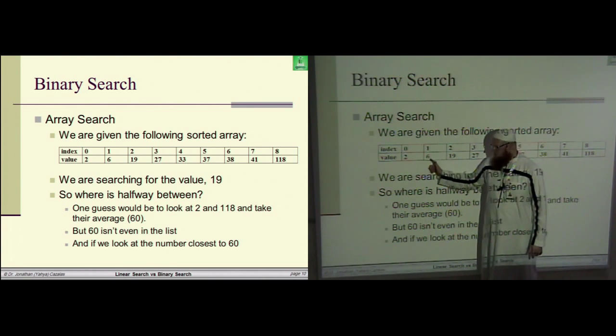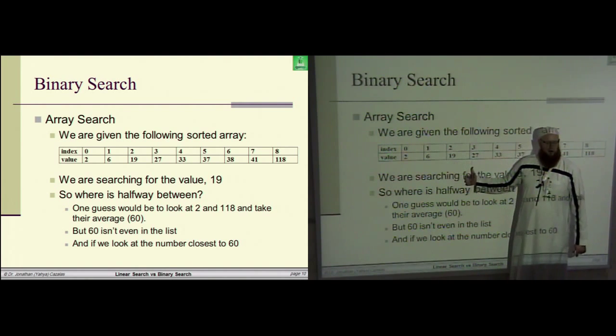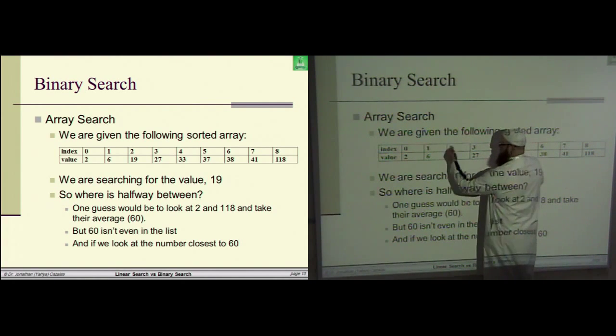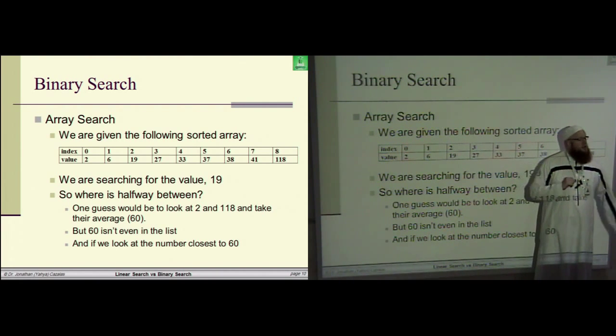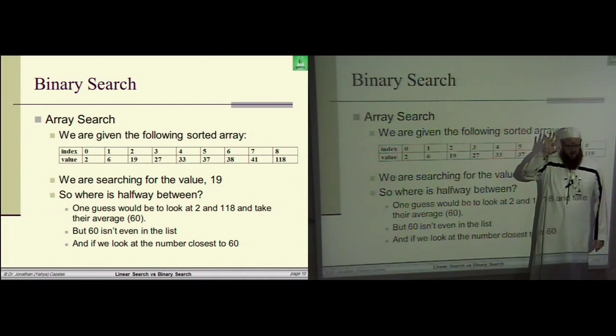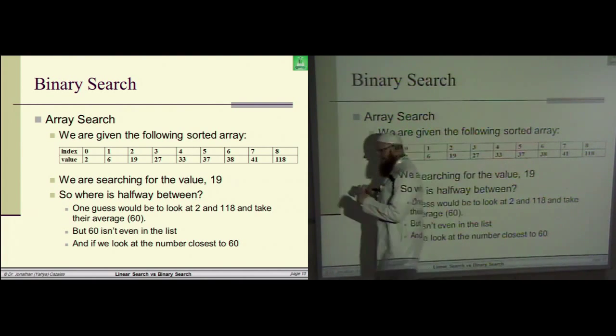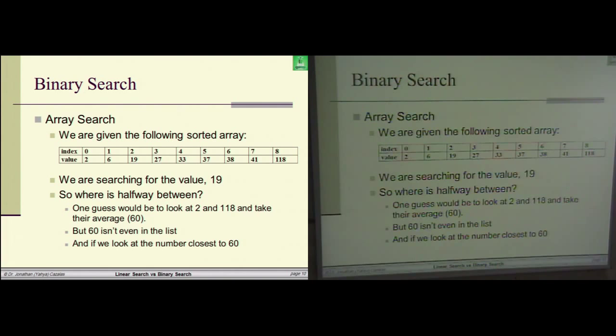Is 19 smaller than you? No. Otherwise, 19 must be bigger. So the range was from 0 to 3. Now it's from 2 to 3. So what did we change here? We changed the low. So what we're doing inside the loop is we are simply changing the high or the low. This is what we are doing inside the loop.